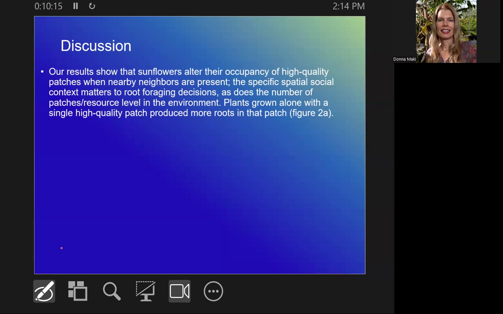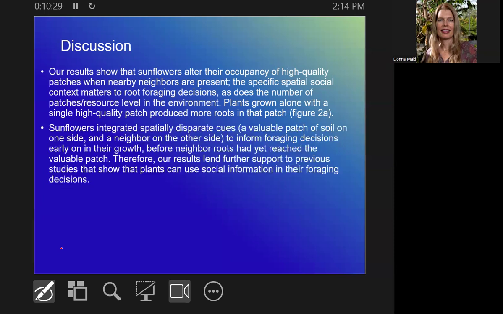And spatial social context, that's how he refers to it. It's a social context. Am I alone or do I have a neighbor? And that does make an impact on how the plant decides to grow its roots toward different nutrient areas in the soil. So they integrated spatially disparate cues. They're looking at a neighbor plus a good nutrient patch. Those are the disparate cues. Now I have a neighbor. Oh, here's a good nutrient patch. And those were both influencing what was going to happen in terms of their root growth.